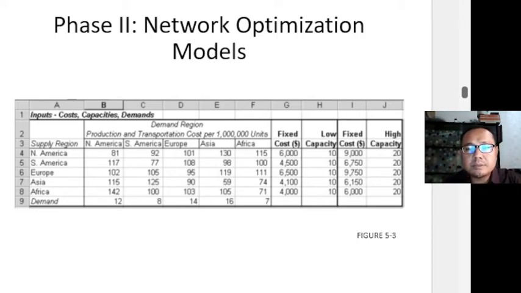Sun Oil is considering 2 plant sizes in each location. A low capacity plant can produce 10 million units a year, whereas a high capacity plant can produce 20 million units a year, as shown in cells H4 and H8 and J4 and J8 respectively. High capacity plants exhibit some economies of scale and have a fixed cost that is less than twice the fixed cost of a low capacity plant, as shown in cells I4 and I8. All fixed costs are annualized. The vice president wants to know what the lowest cost network should look like.